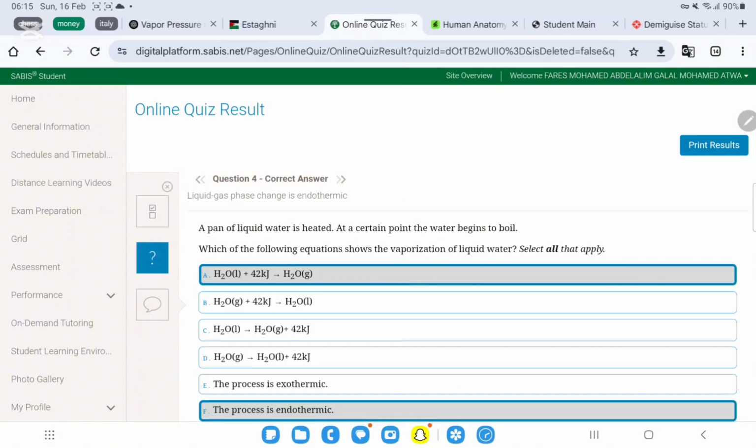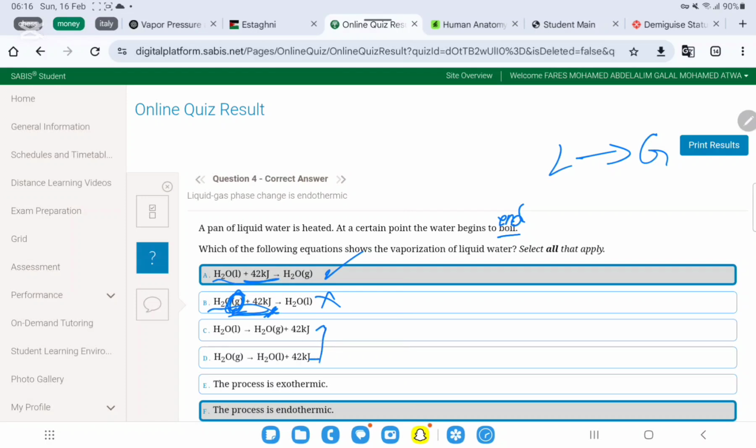A pan of liquid water is heated. At a certain point, the water begins to boil. Again, we said that since it's boiling, it's endothermic, because we're breaking the bonds from liquid to gas. So energy is in the reactant side, H2O liquid, so from L. This one is also the energy is in the reactant side, but here it starts with gas, so it's wrong. So H2O liquid plus 42 kilojoules produces H2O gas.